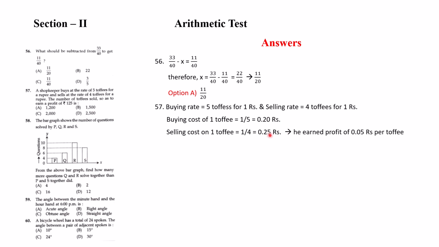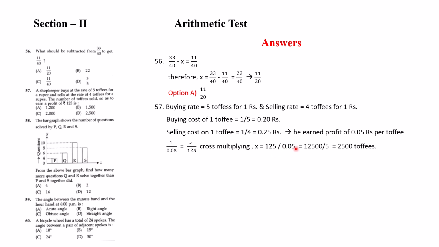Now, we can clearly see that he is earning 0.05 rupees for each toffee. If I put it in the form of an equation, to earn 0.05 rupees, he has to sell one toffee. Therefore, to earn 125 rupees of profit, how many toffees does he have to sell? Now, I just need to bring this 125 here and divide it by 0.05 to get the x here. Therefore, x would be 125 divided by 0.05.